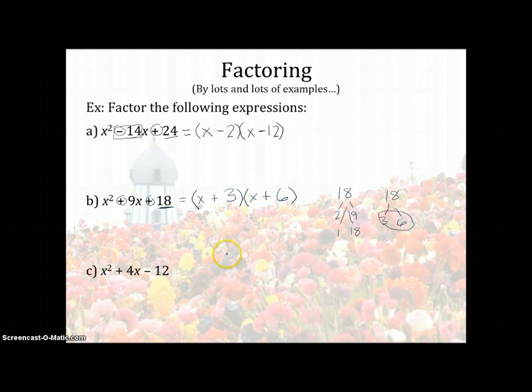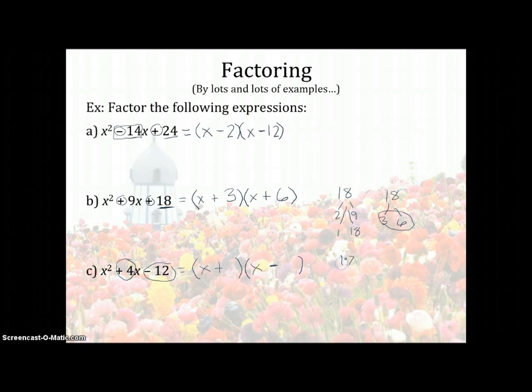Now on to our next example. Again, make sure you have your two sets of parentheses. Again, we don't have a coefficient out front of the x squared, so we can fill in our x's. And now we have a plus and then a minus. Here, that means we need one plus sign and one minus sign. This one's a little bit trickier, as we now need to find two numbers, again, that when multiplied give us negative 12, but when added give us positive 4.